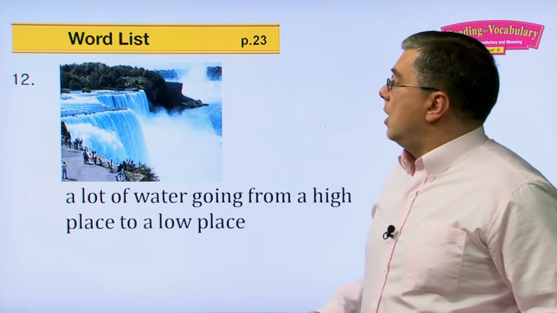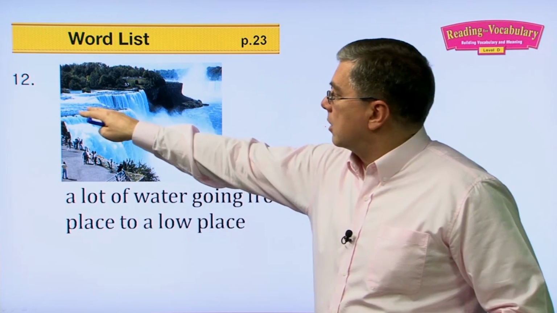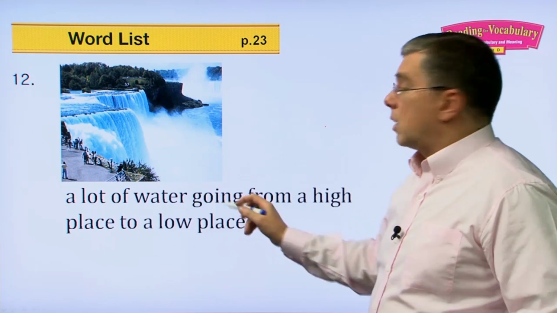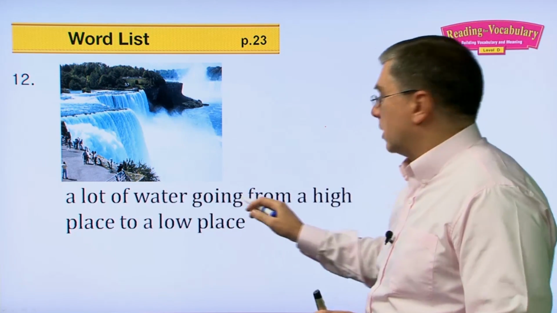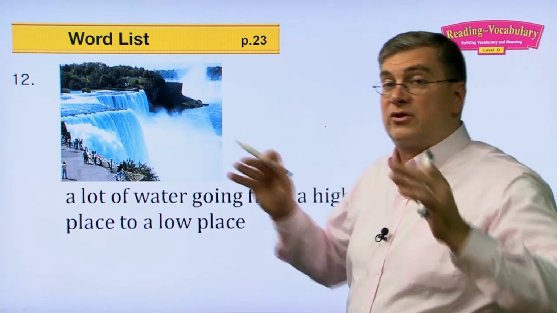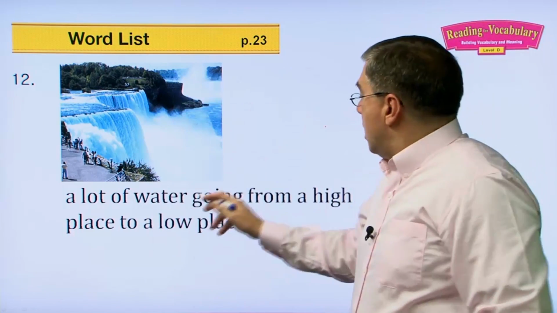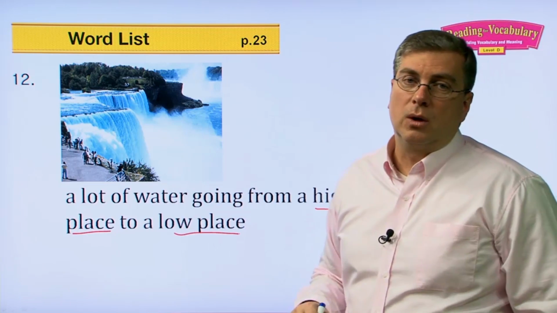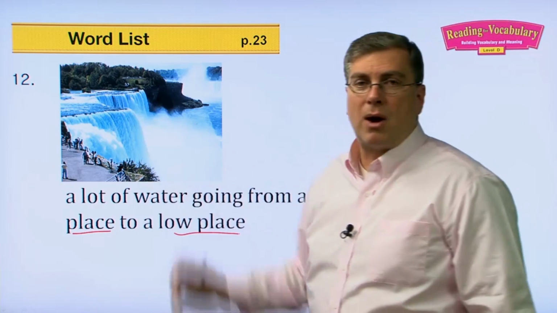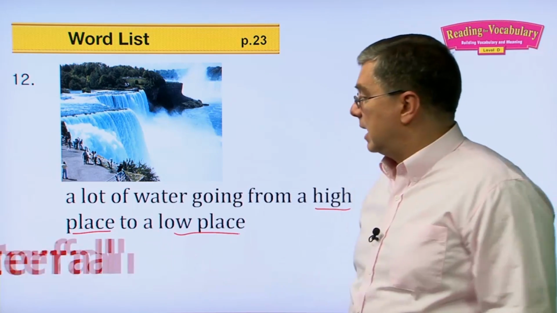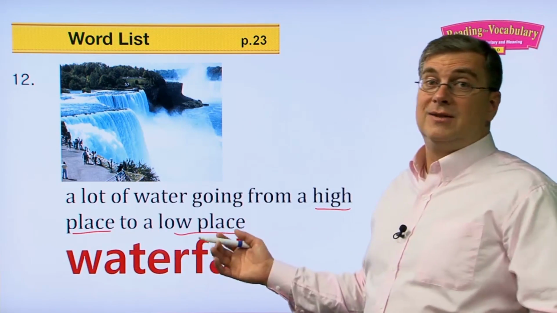Next word. Okay, now in this word we have water going from a high place to a lower place. It's a lot of water, not a little water, but a lot of water, like a river, right? Or a large stream, going from a high place to a low place. And it's a very easy word when you think about it, because we're talking about water. What does the water do? It's falling. So we say it's a waterfall. Very easy word, right?